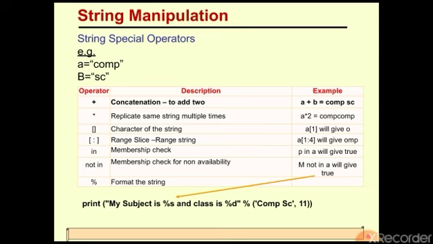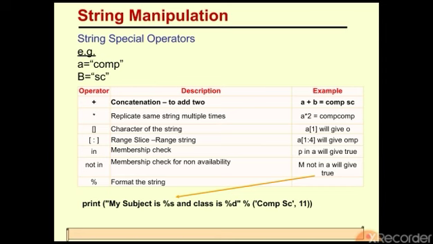Now we come to special characters here. There are different special characters. See, these special operators are there. Now we will use two example strings here: in a we have assigned comp, and in b we have assigned sc. So we will use these two string examples for explaining these different operators.